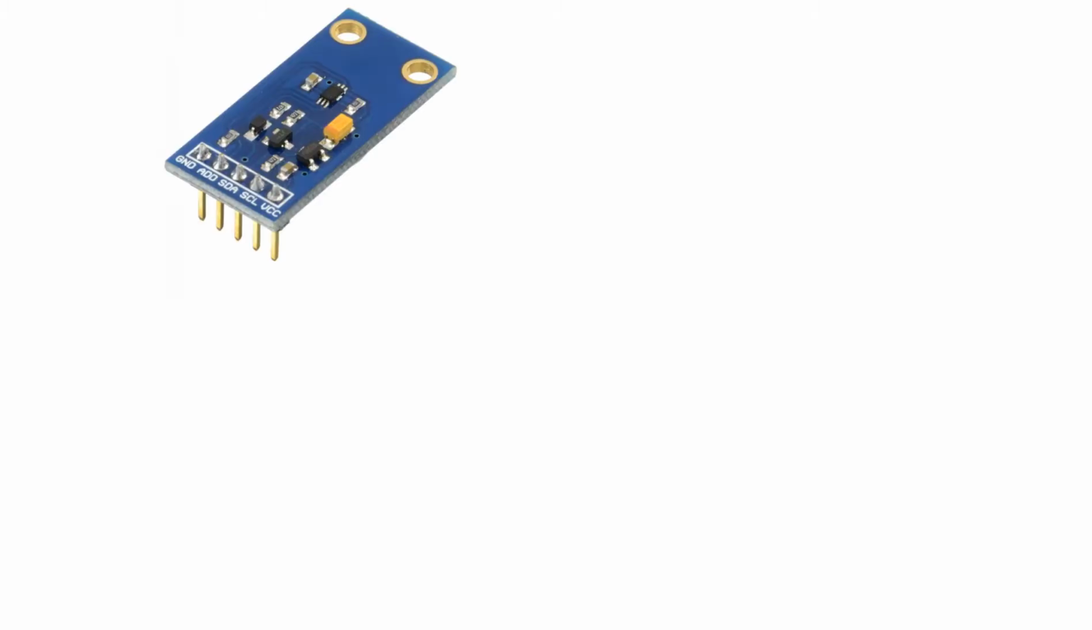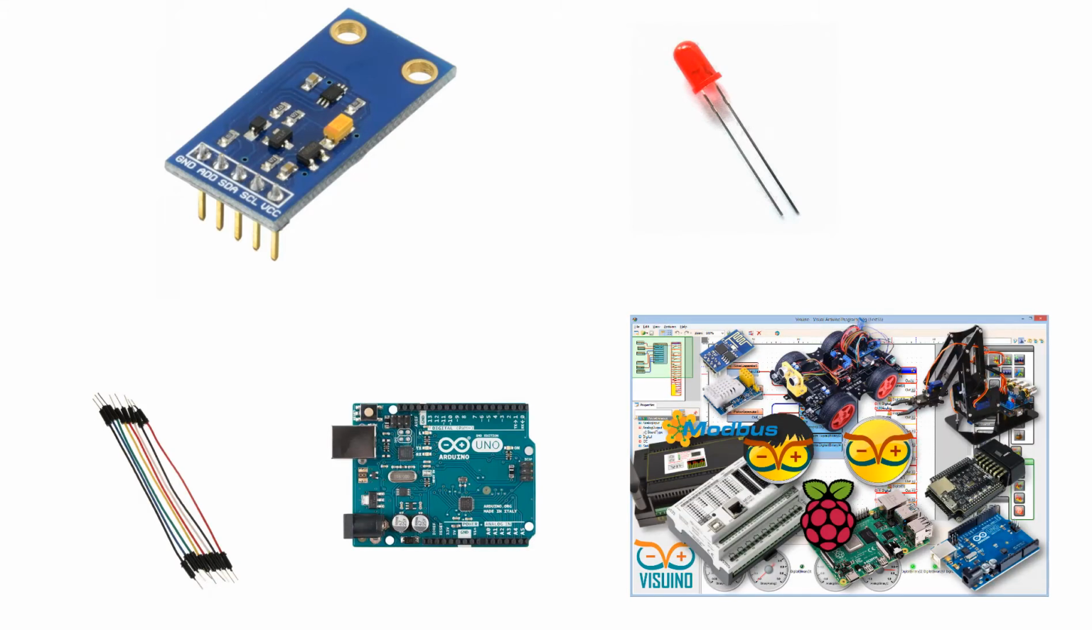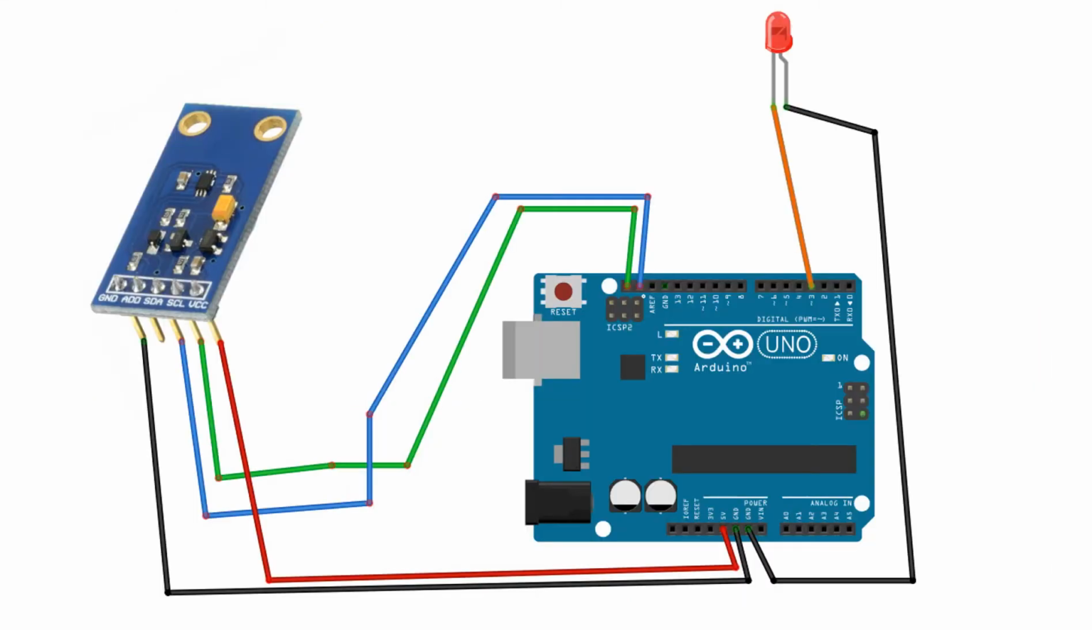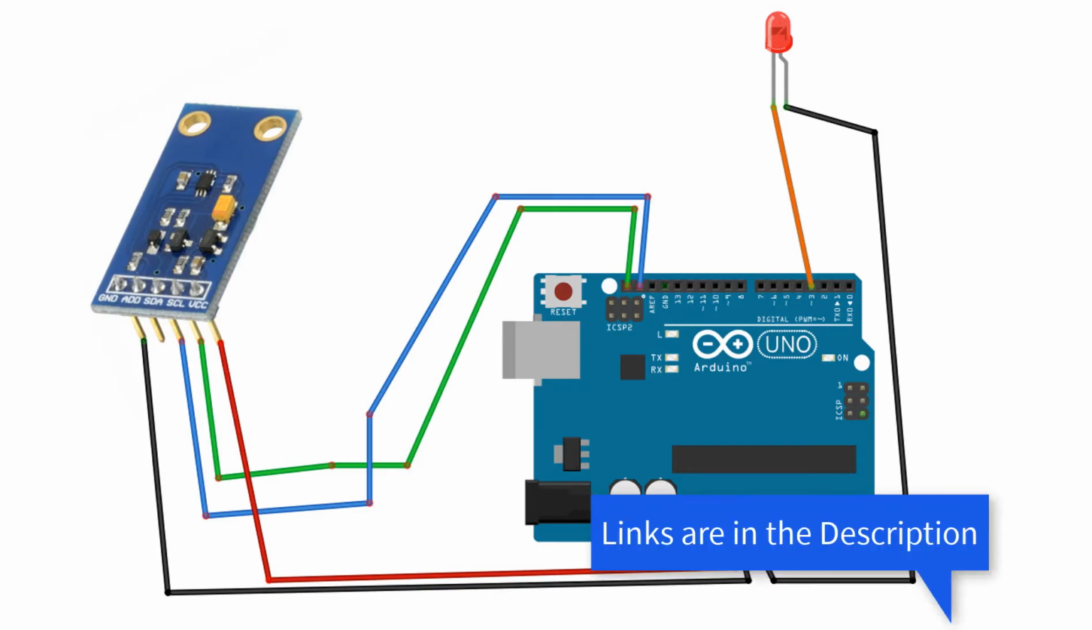For this project, you will need a BH1750 light sensor, LED, jumper wires, Arduino and Visuino software. Wire everything according to this schematic.